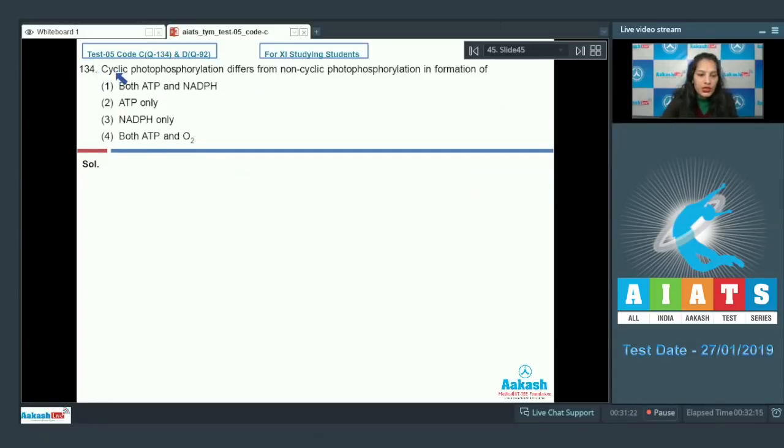Question number 134. Cyclic photophosphorylation differs from non-cyclic photophosphorylation in formation of first option, both ATP and NADPH. Second, ATP only. Third, NADPH only. Fourth, both ATP and O2. How does cyclic photophosphorylation differ from non-cyclic photophosphorylation? In non-cyclic photophosphorylation, there is a formation of ATP as well as NADPH. But in cyclic, there is a formation of only ATP.